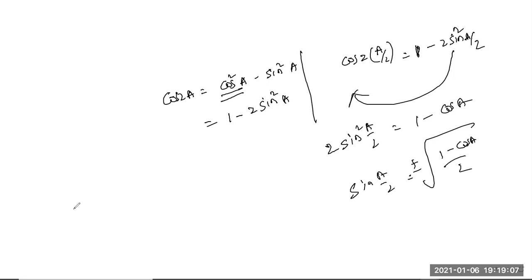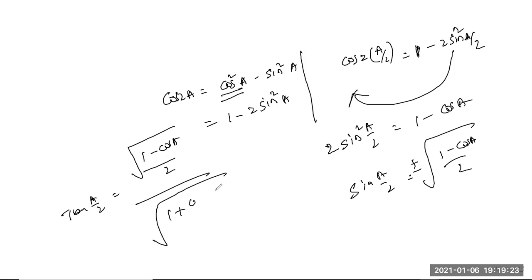So tan a by 2 is sin by cos. Sin a by 2 is root of 1 minus cos a by 2, and cos a by 2 is root of 1 plus cos a by 2. So here root 2 and root 2 will get cancelled. The only thing that will remain is root of 1 minus cos a divided by 1 plus cos a.